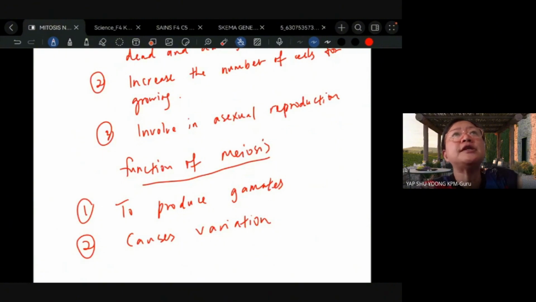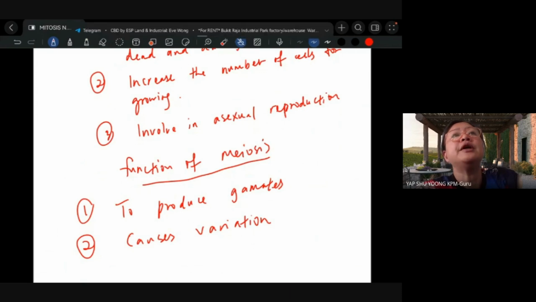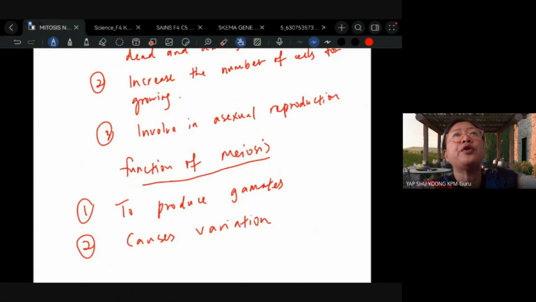So the differences between individuals in the same species we call variation. The dog and the cat are different, but you cannot say variation because the dog and the cat come from different species.